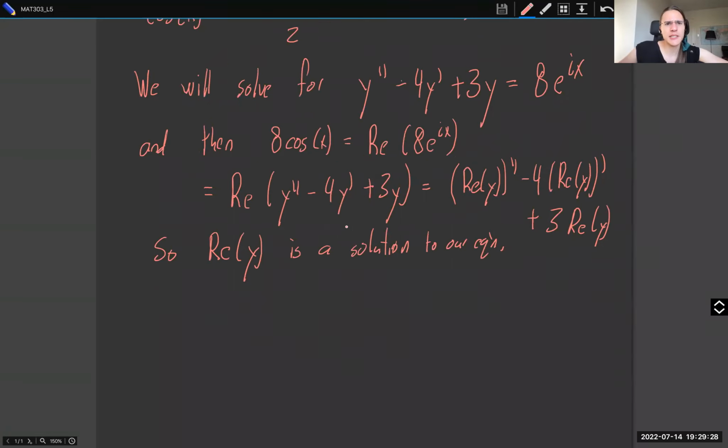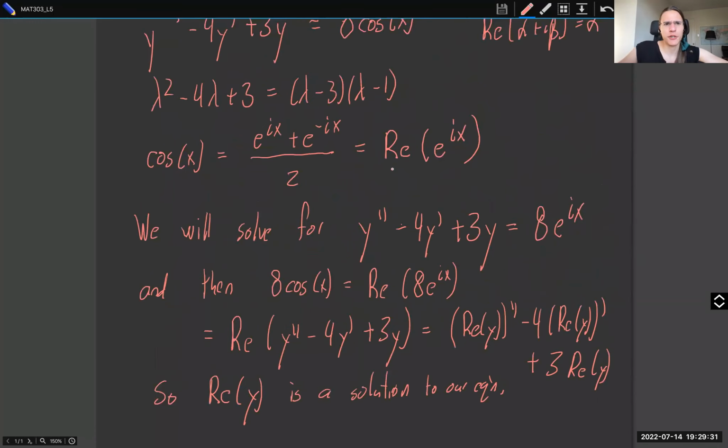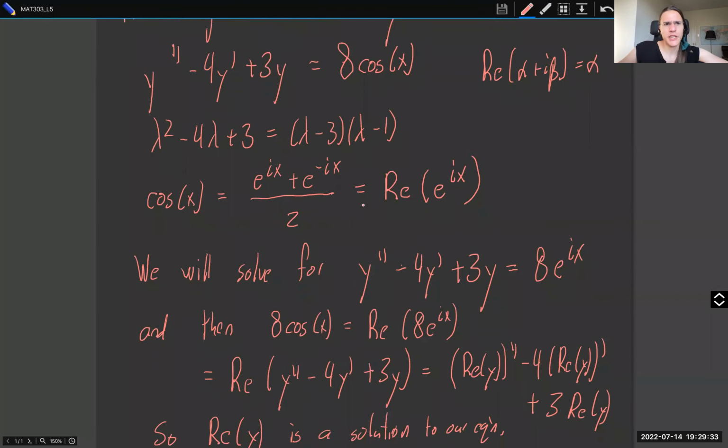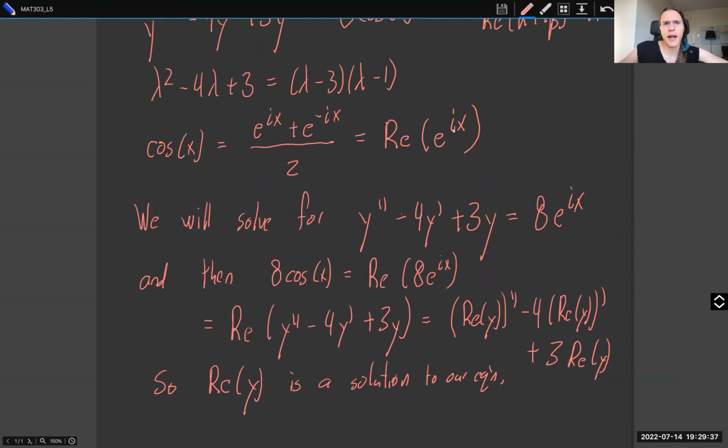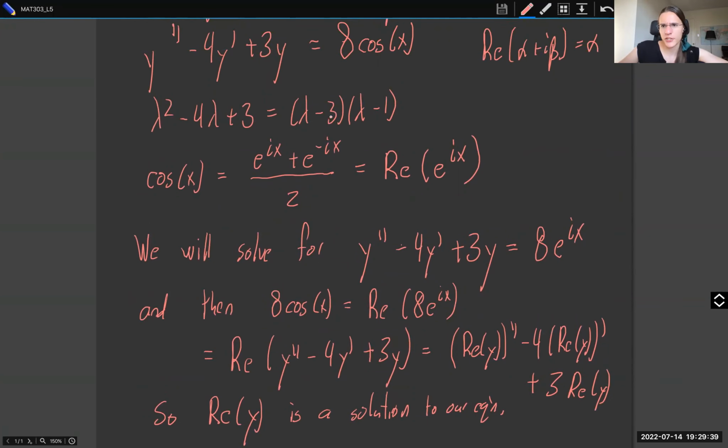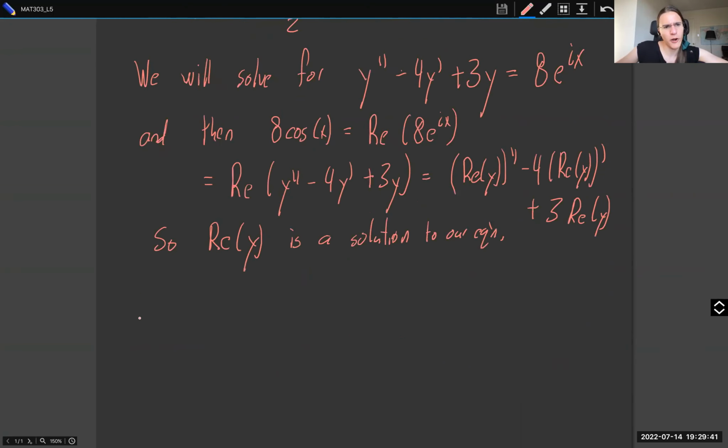So basically, we're going to now solve a different equation. We're going to solve the equation here, with e to the ix, but i is not a root of this, right? So we're going to use the same approach as before. So ansatz, y is equal to a times e to the ix.